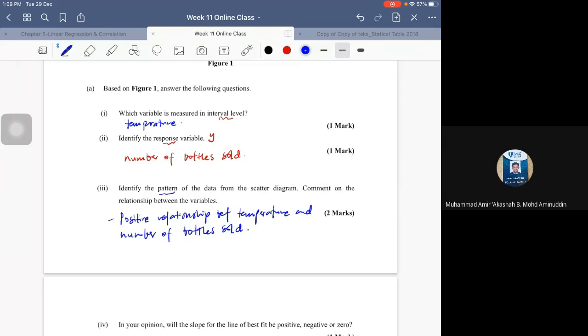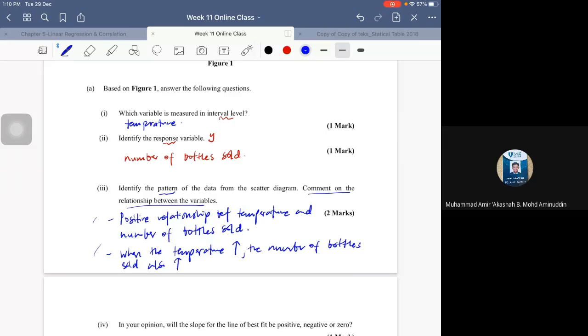So we have a positive gradient. The question said again, comment on the relationship between the variables. As your friend Ami mentioned just now, what does it mean by the positive relationship? When the temperature increases, that is our x value. So when the x value increases, the number of bottles sold also increases. So that is what we can comment about the relationship. First, positive relationship. Second, the fact that when x increases, y also increases.